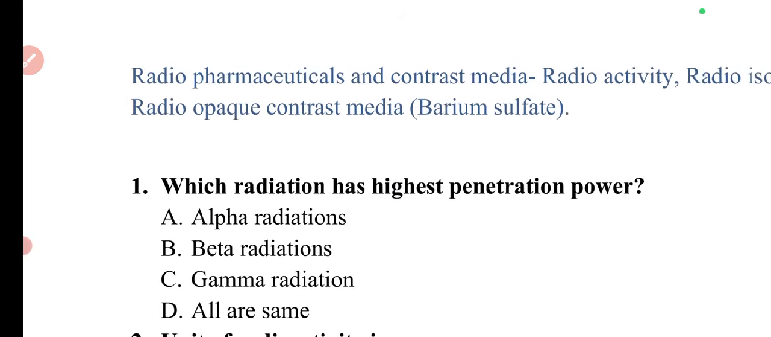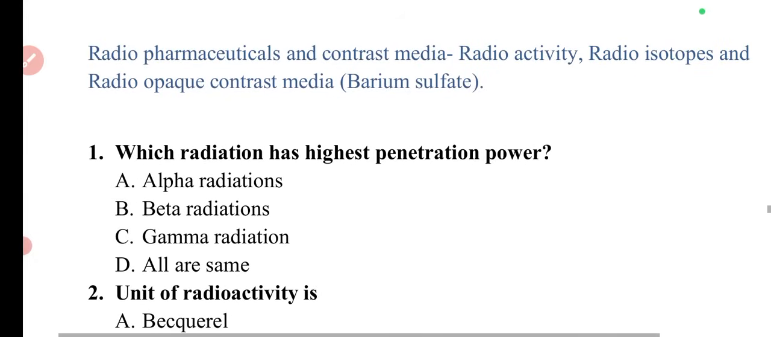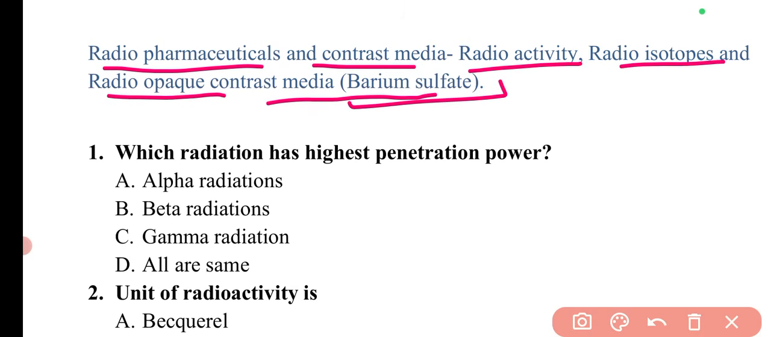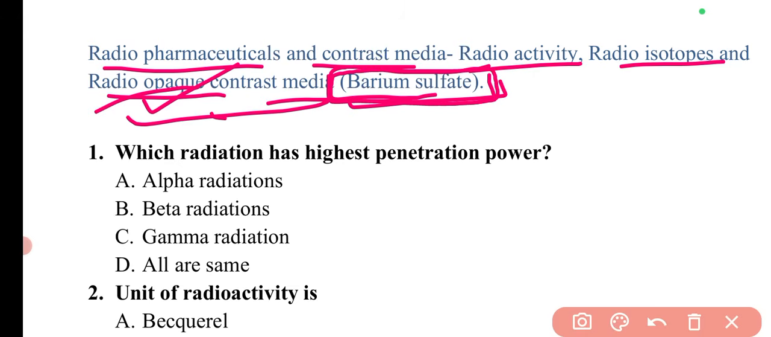So here if you can see the topic, the topic is radiopharmaceuticals and contrast medium, radioactivity, radioisotopes and radio opaque contrast medium, barium sulfate. So in this topic itself, you will be finding a very good question like which is a radio opaque substance or radio opaque contrast medium. So this is barium sulfate. This one question is very important. So you need to remember this barium sulfate compound.